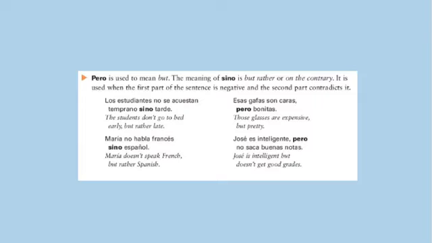But the meaning of sino is but rather, or on the contrary, and is only used when the first part of the sentence is negative and the second part contradicts it. Los estudiantes no se acuestan temprano, sino tarde. The students don't go to bed early, notice it's negative there, but rather late. O María no habla francés, she doesn't speak French, but rather, sino español. And this is a tricky thing, but you just have to pay attention to whether the first part of the sentence is being negated, and you would really have the urge in English to use but rather, or on the contrary. I don't like those, but rather these. No me gustan estos, sino estas.